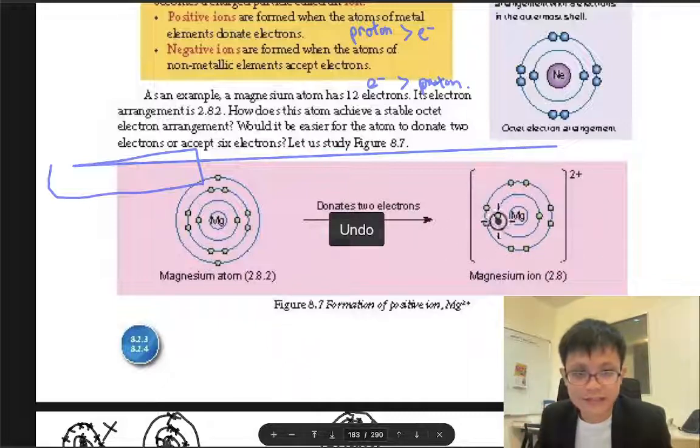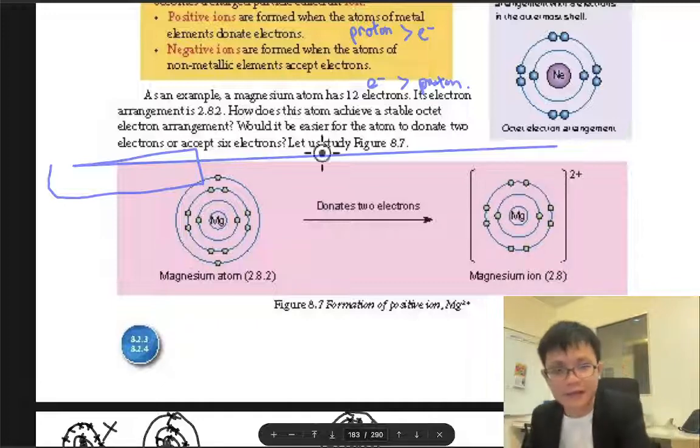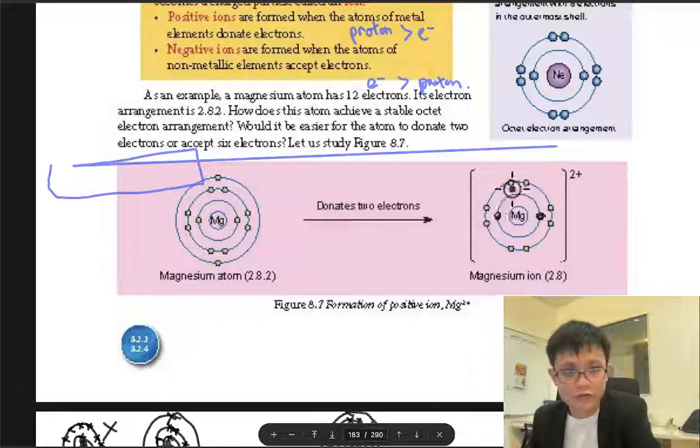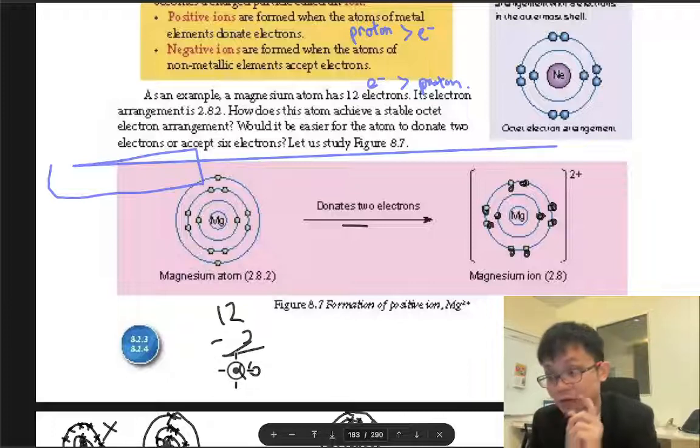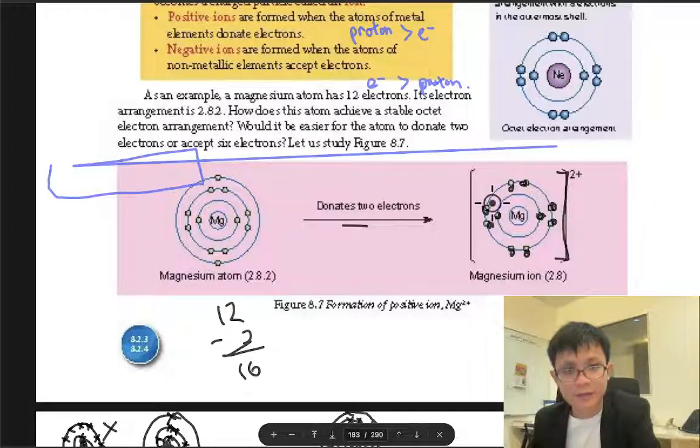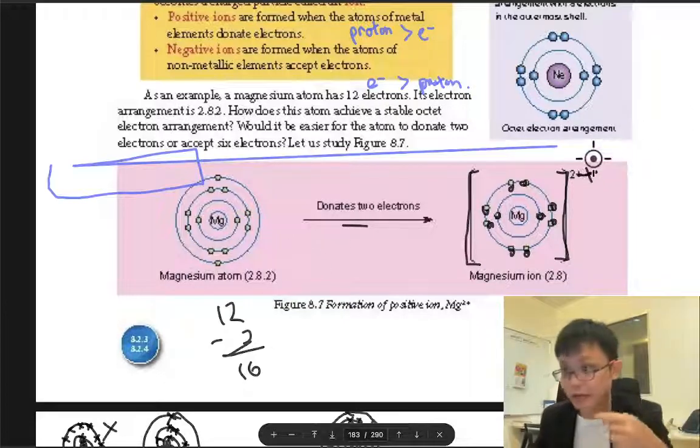So of course it's very easy. I just draw a circle, circle, circle. Then I draw 1, 2, 3, 4, 5, 6, 7, 8, 9, 10. Because the question says here is 12, then you give 2 electrons, 12 minus 2, I get 10. So I know I need to only draw 10. And then I put a bracket, positive or negative. Obviously, it is positive. Why? Because protons are more than electrons.